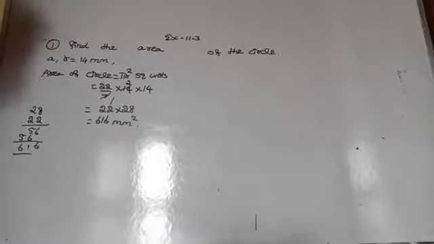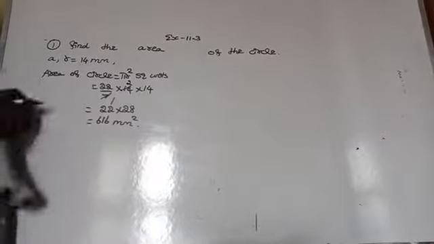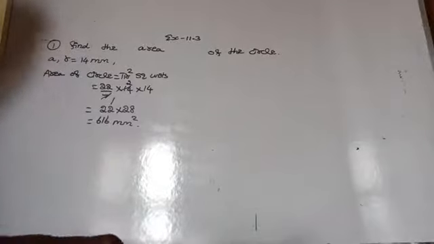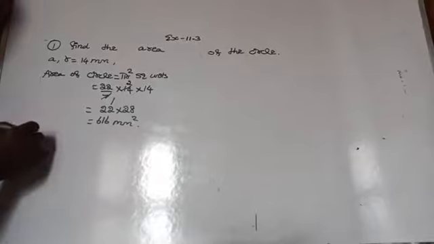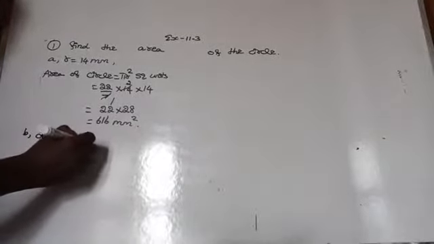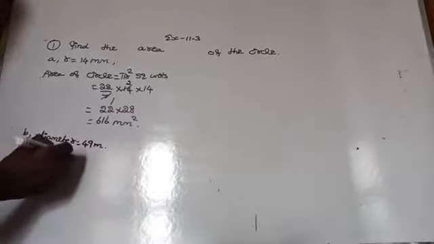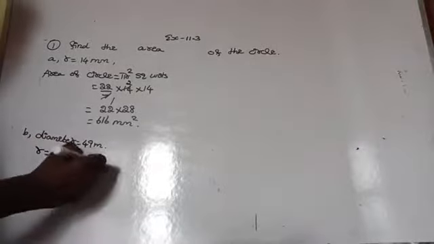And then after that, if the diameter is given and you have to find the area of the circle, it's very simple. You have to get the radius first and then substitute into the formula, nothing else. Now, the diameter is 49 meter. Then what will be the radius? Half of the diameter, that is 49 by 2.